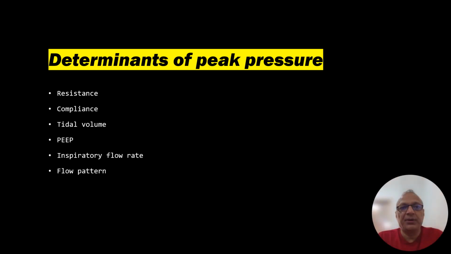What determines peak pressure is resistance of airway or ventilatory circuit including endotracheal tube, compliance of respiratory system including lung and the chest wall, tidal volume, PEEP, inspiratory flow rate and inspiratory flow pattern. Any change in these values affects peak airway pressure.